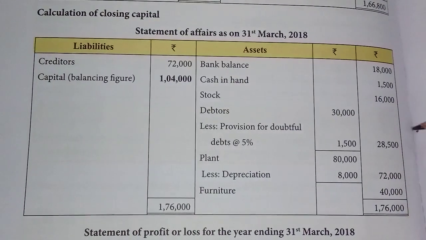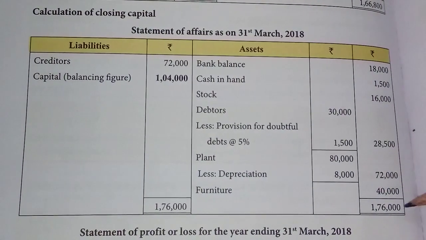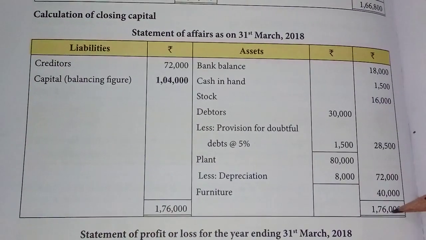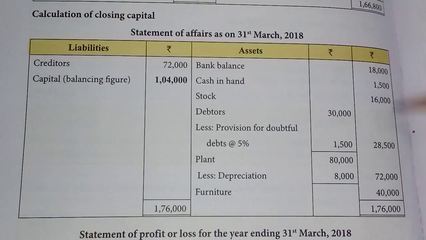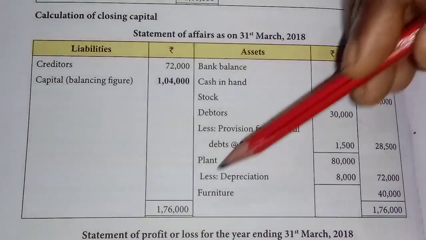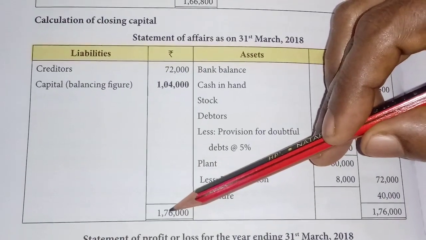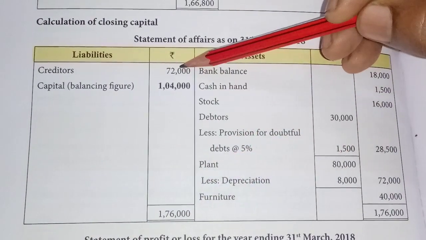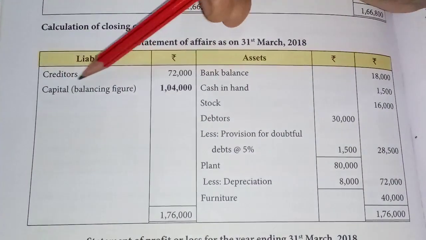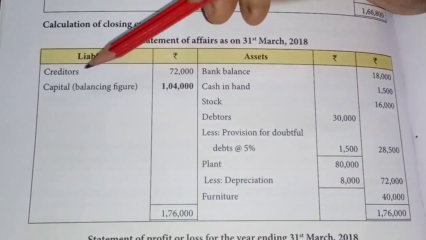Now add all these items and write here 0, 0, 0, 5 plus 5, 0. Then you have to add the same way as I have explained to you. Add and write the same amount on the liability side also. Now you take the difference and you will get 1,04,000. Write capital in brackets, balancing figure.